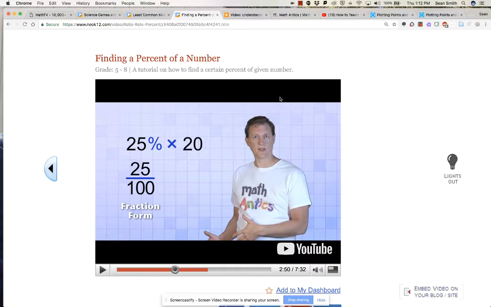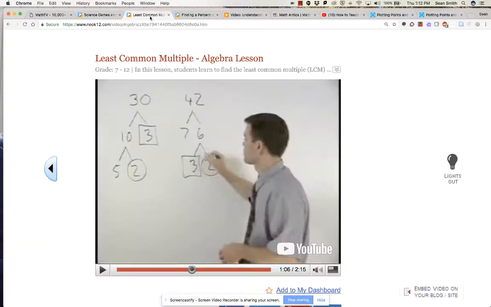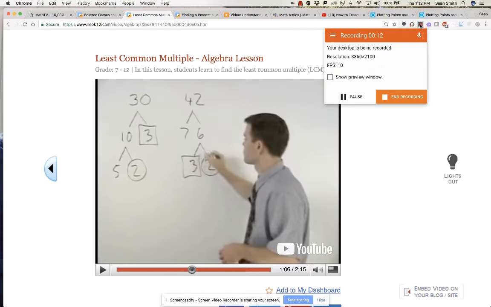And as I start to talk, it's recording what is showing here. So for example, if I go into here, it'll record this part or this part so you can see a little bit. And when I'm done recording, I simply press end recording.